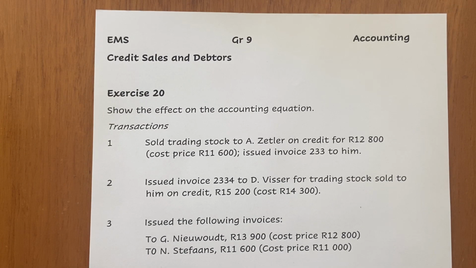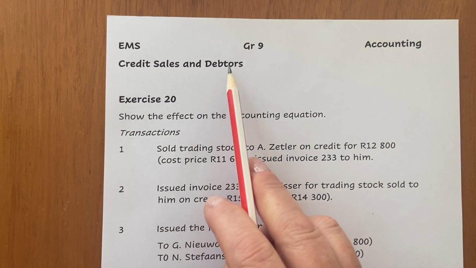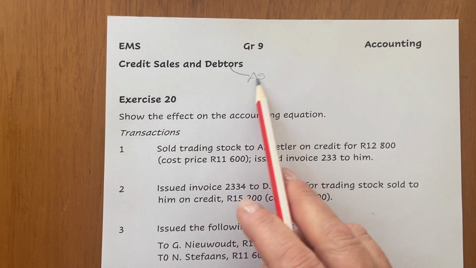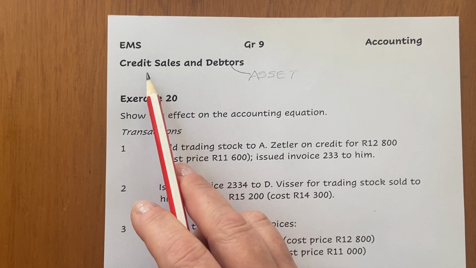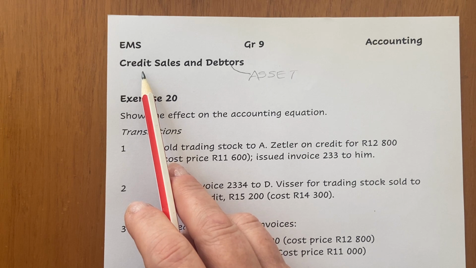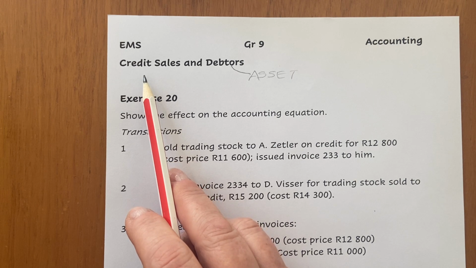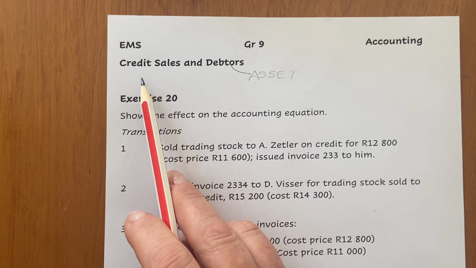So let's see, how does this credit sales affect my accounting equation? Right, so you know now that my debtor is an asset. Very important that you know that, an asset. And credit sales is different from cash sales. How? If you sell for cash, then you get the money immediately. But if you sell on credit, you get the money later.